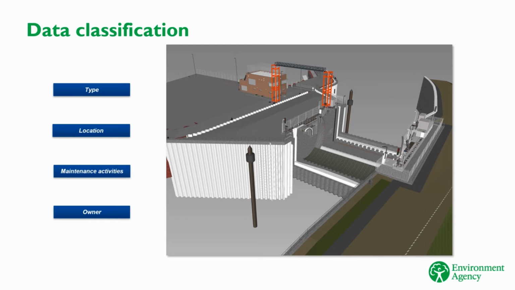Classifying our data lets us quickly answer questions about our assets. For example, if we decide that a particular type of maintenance activity can't be carried out, we can use the classification to quickly identify which assets will be affected.